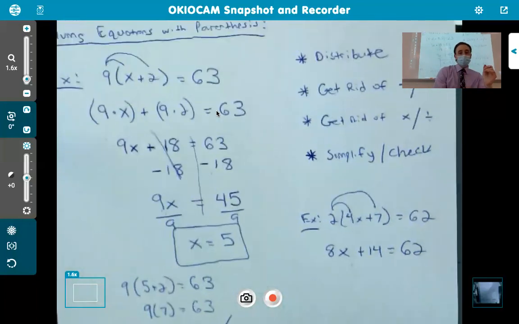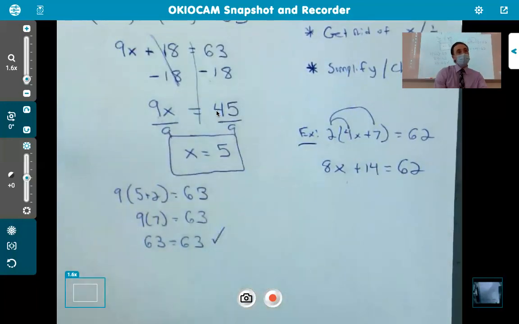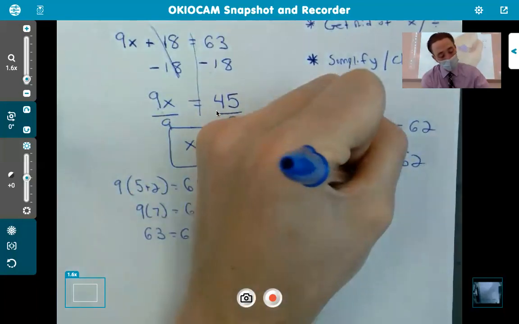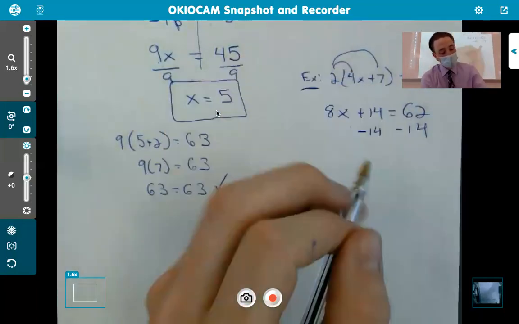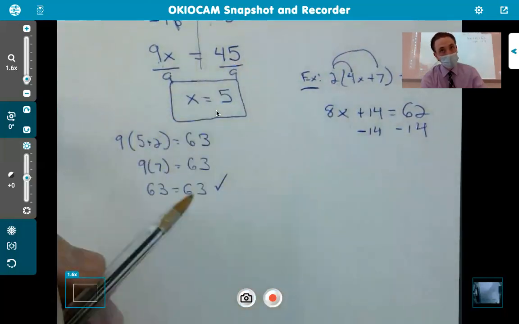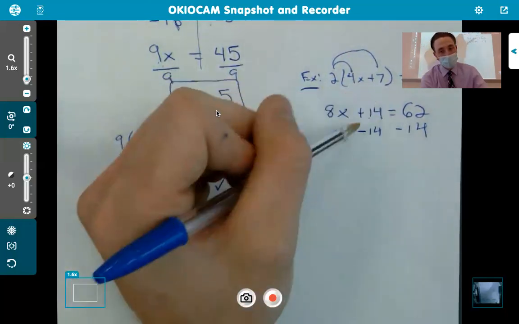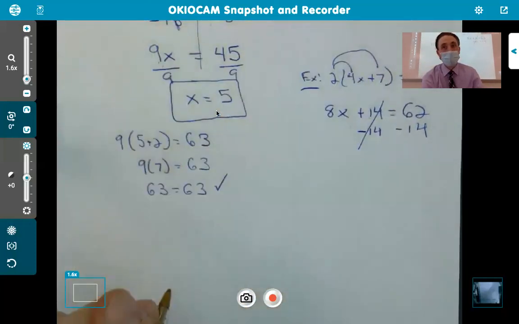Second step, so after we distribute, is to get rid of addition and subtraction. So what should I do on both sides here? Subtract 14, right? And what's going to be left over on the left-hand side? So after I subtract 14 from 14, what happens to these numbers here? Cancel out. And I'm left with what?